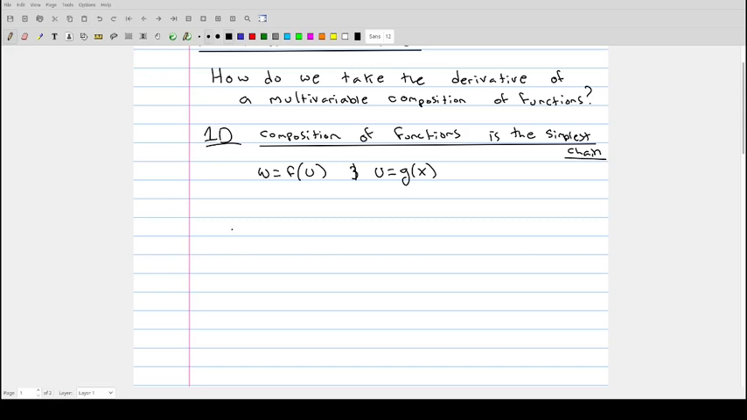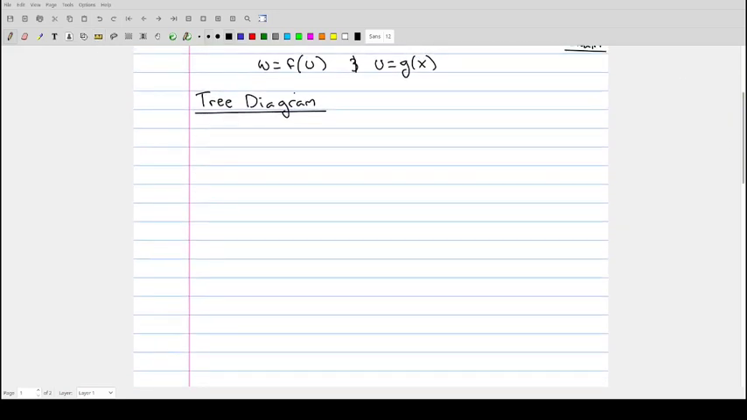So we visualize this dependency, this chain of dependence, using what's called a tree diagram. Okay, this tree diagram kind of gives us a visual aid in looking at this chain of dependence. Specifically, the tree diagram for this scenario is going to look like the following. You're going to have that W depends on U. So we draw a line from W to U. And then U depends on X.